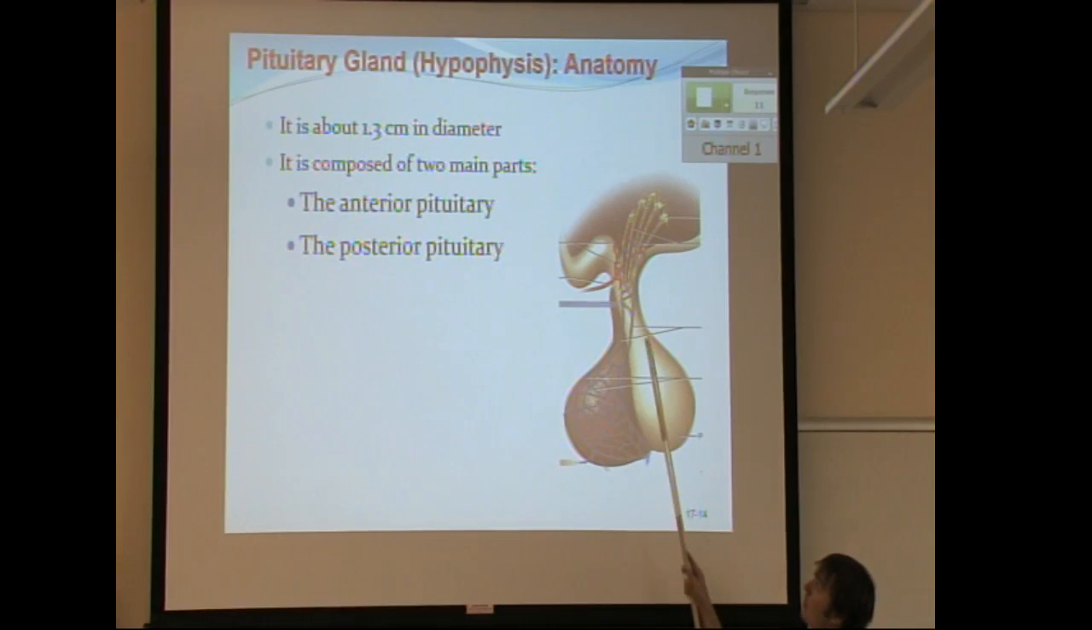So we're going to talk more about these in a second, but there's a special blood vessel connection between the hypothalamus and the anterior pituitary, which you'll see.